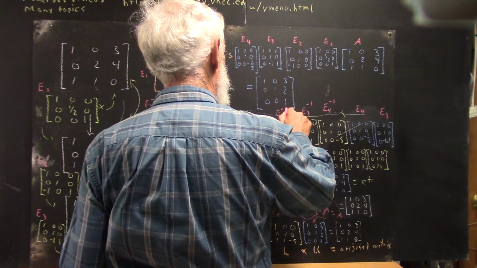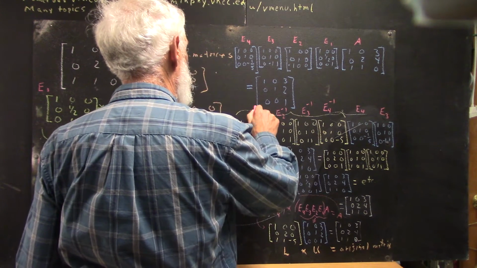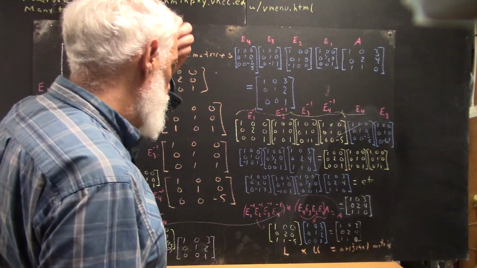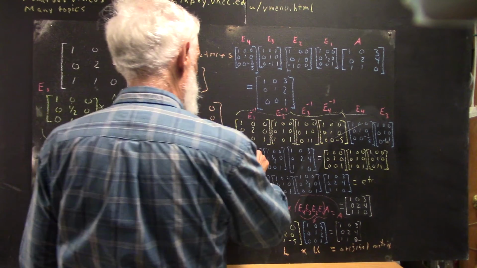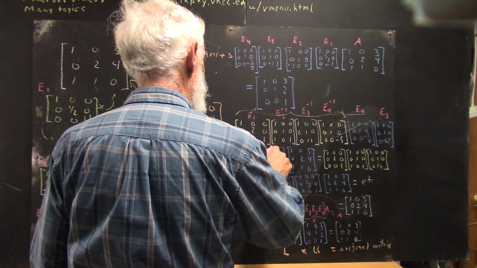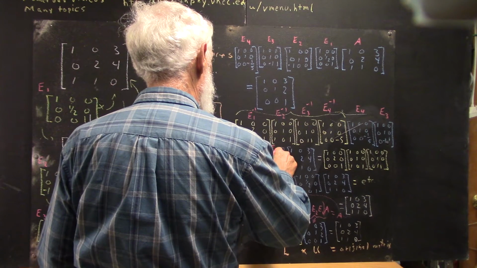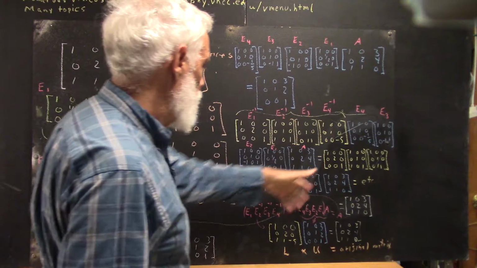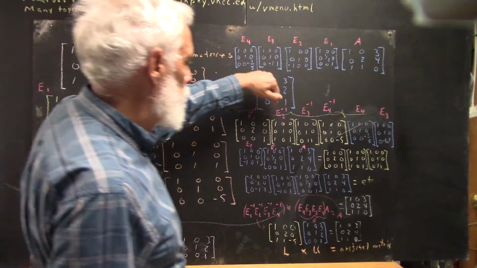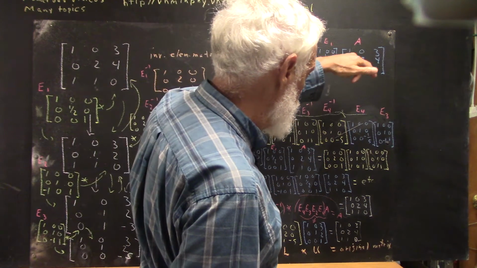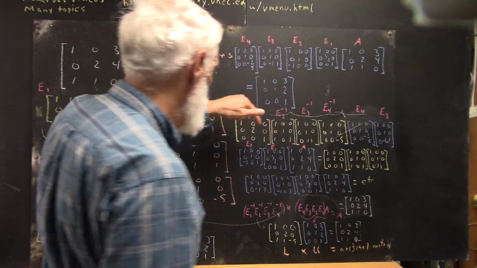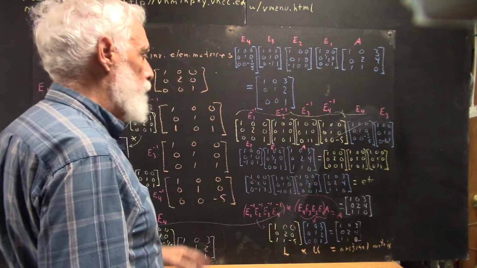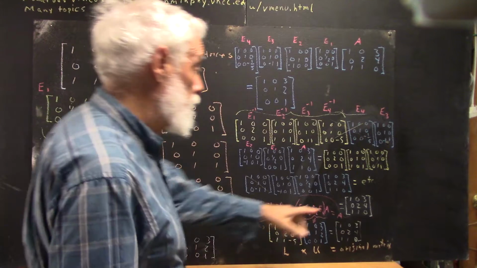We've got E2 inverse and E1 inverse. And then just to complete it, we don't have a lot of room here, but here's E2, here's E1, and here's the matrix A. So again, this product is the product E1 inverse, E2 inverse, E3 inverse, E4 inverse, E4, E3, E2, E1, A. That reduces down to just A.